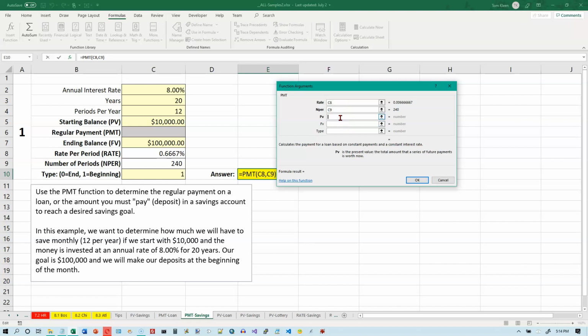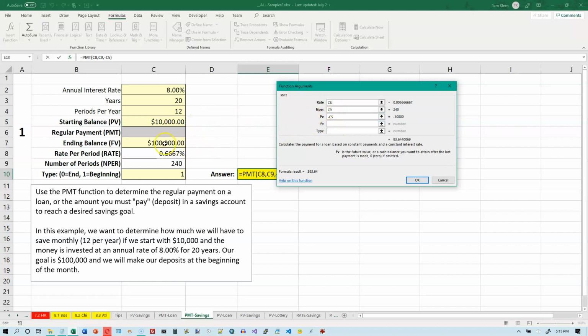Now this is the only difference between using the payment function for a loan and using the payment function to determine a savings goal. Remember that the payment is always a negative number in every one of these problems, and the present value in a savings problem is basically the equivalent of a bunch of payments that we have already made that add up to $10,000. So if this is the sum of a bunch of payments and the payments are negative, then the sum of a bunch of negative numbers is also going to be negative. So we must put a minus sign in front of this, and then we can click on the present value over here.